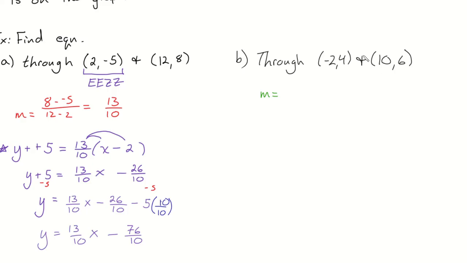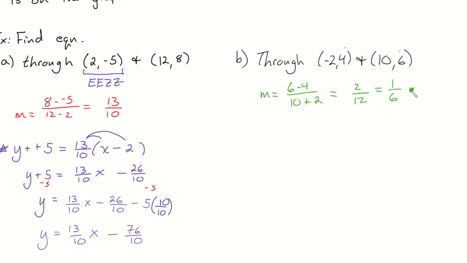6 minus 4, Mark, or 4 minus 6? Good choice. 6 minus 4 says Mark. And what do you think Amy has to go in the denominator as soon as we commit to 6 minus 4? 10 minus a negative changes to a plus, 2. Okay, so that's 2 over 12, simplified to be 1 over 6. Okay, we got our slope.